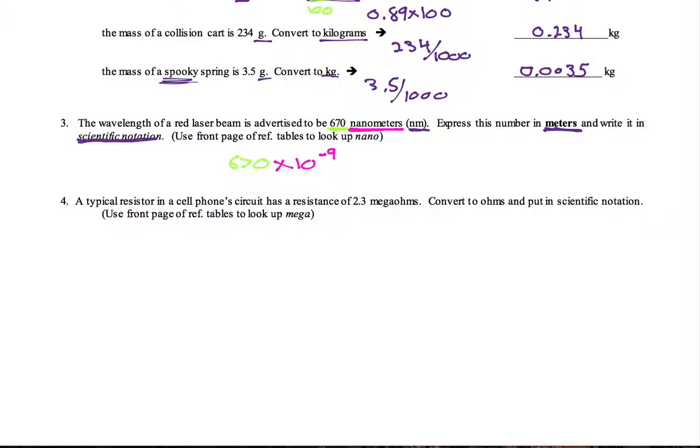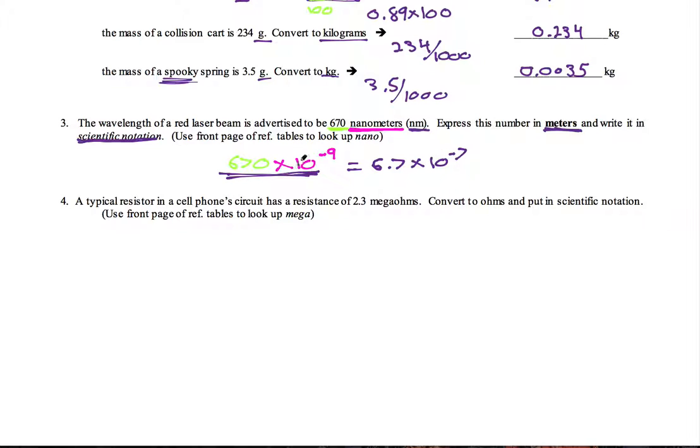Now, if you've been paying close attention, you've probably noticed that this is not proper scientific notation, and the reason for that is because we have a 670 out here, right? We have a 3-digit number, and proper scientific notation has only 1 digit for our base number out here, our leading term. So this is an okay answer, but let's make it in proper scientific notation. So to do that, I need to write 6.7 times 10 to the -7th.